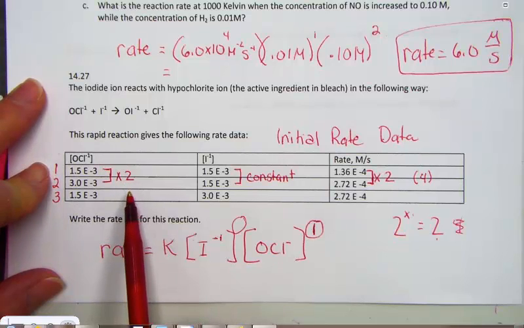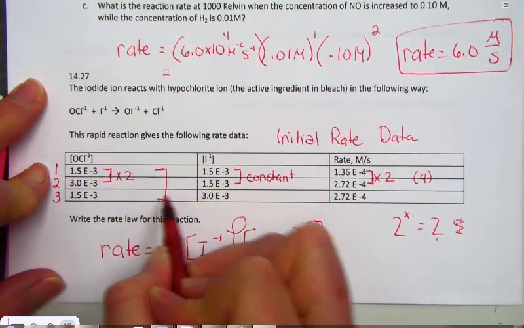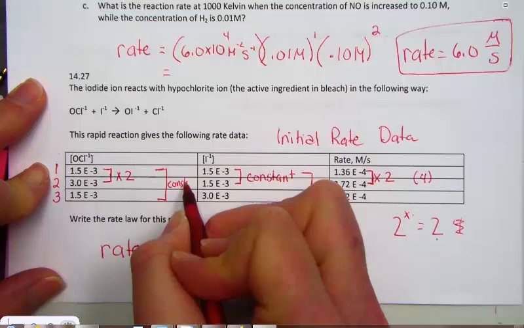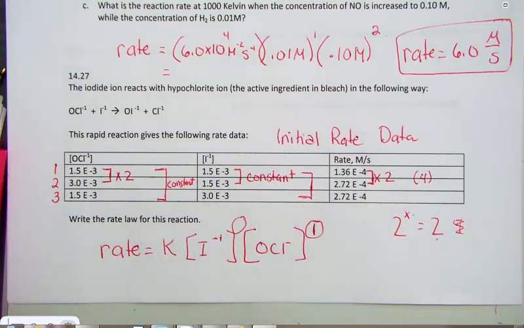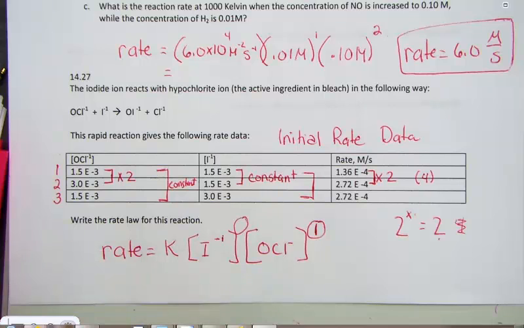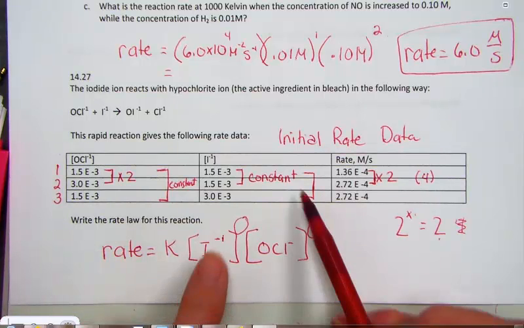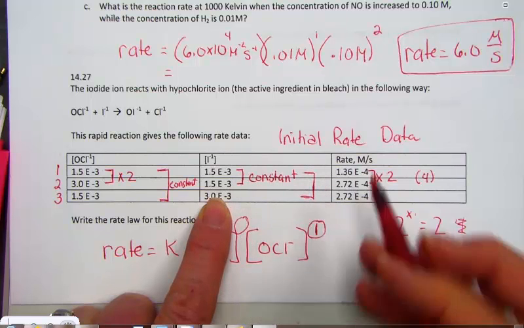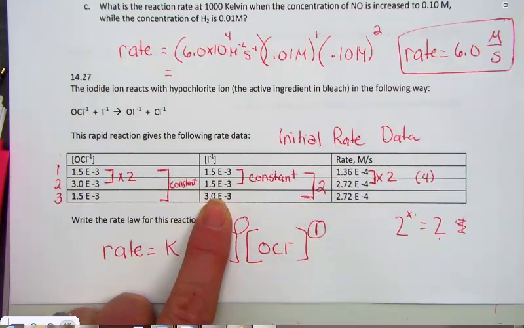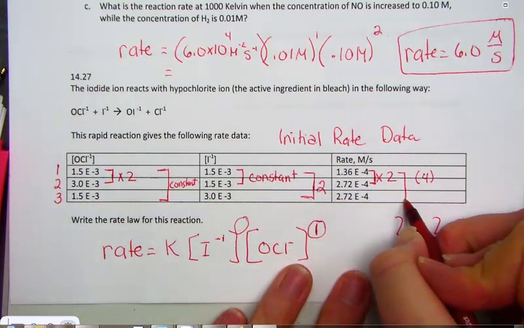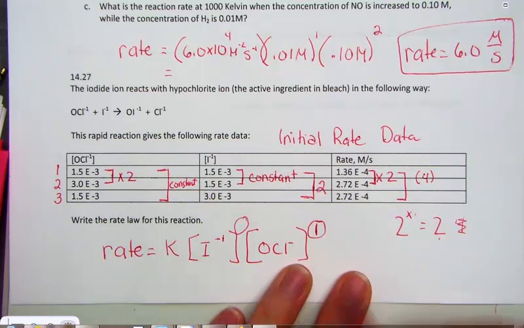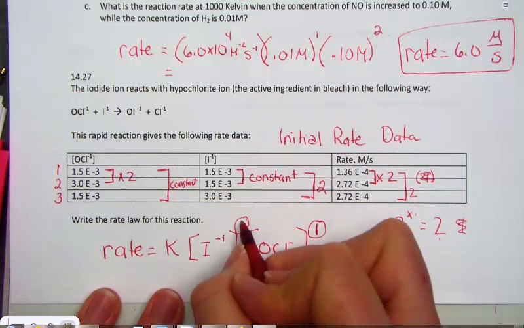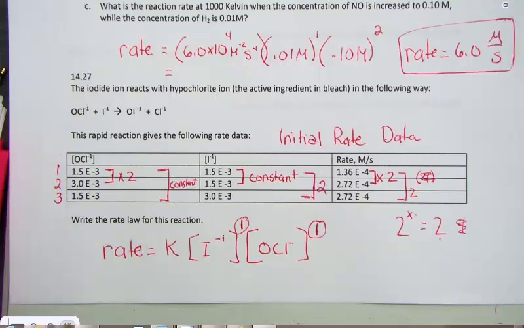What I'll do, I'm going to compare trial 1 with trial 3. And I'm going to do it this way because now this is constant and it's factoring out of the influence of the rate change. So holding OCl constant, I can eliminate it. It is not affecting the rate change. But I have the same kind of math going on here. When I compare trial 1 to trial 3, I doubled the concentration of iodide, and when I compare the rate from trial 1 to trial 3, it also doubled. Same value. So 2 raised to what power gives me 2? You got it. It's first order.